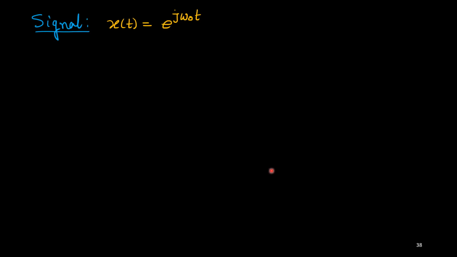Now I'll consider one signal x(t) equals e to the power j omega naught t. This is a complex signal with frequency omega naught, and you know e to the power j theta can be considered as cos theta plus j sin theta. So it has two components, cos omega naught t plus j sin omega naught t. The frequency of cos omega naught t is omega naught, and again sin omega naught t also has frequency omega naught. Thus this signal also has a frequency omega naught. We want to understand its spectral.